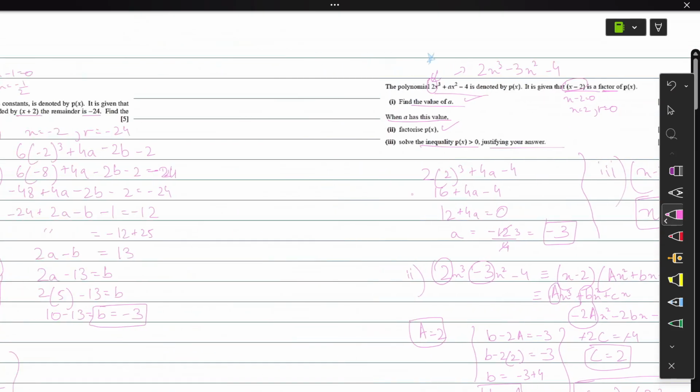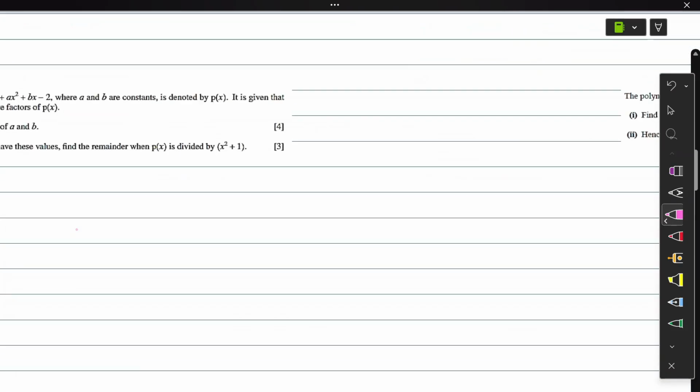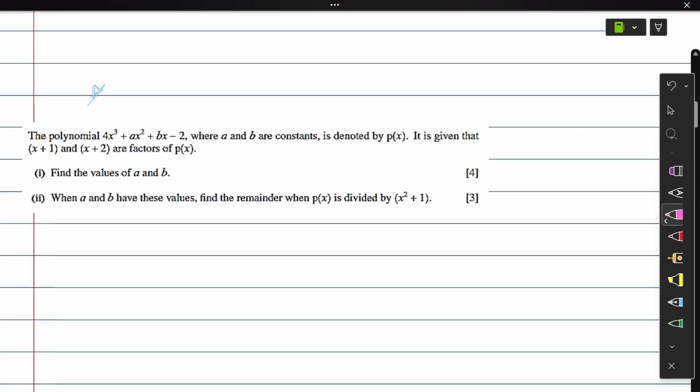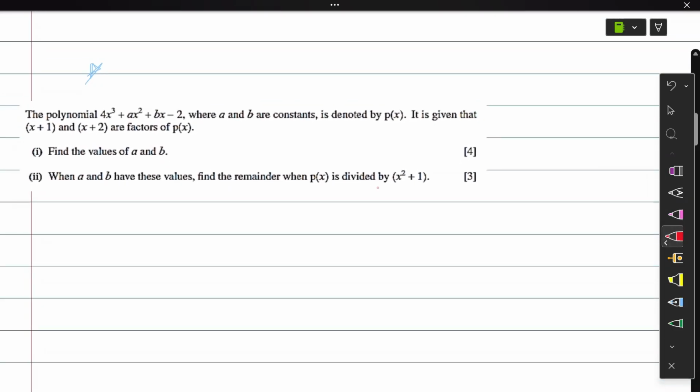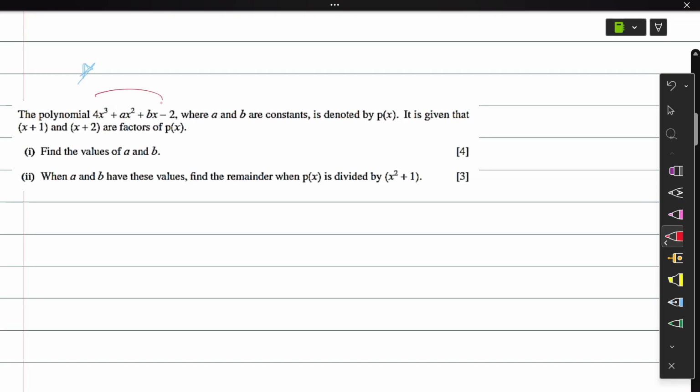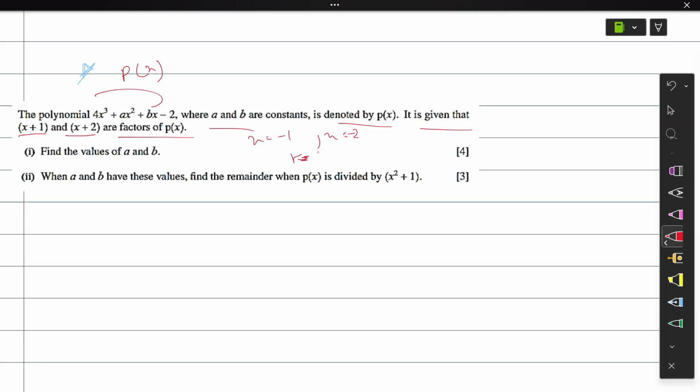Okay, so moving on to more questions. We have done 3. The next one is right here. Let's change to a different color now. The polynomial, a cubic polynomial with constants a and b, is denoted by p of x. It is given that x plus 1 and x plus 2 are factors. What does that mean? That means x equals minus 1 and x equals minus 2, both, if substituted into your equation, will give you a remainder of 0. Okay, so find the values of a and b.